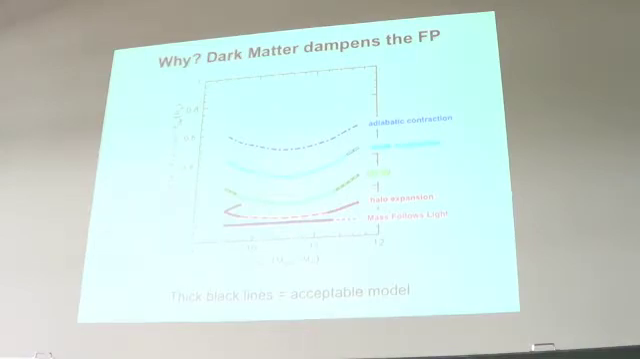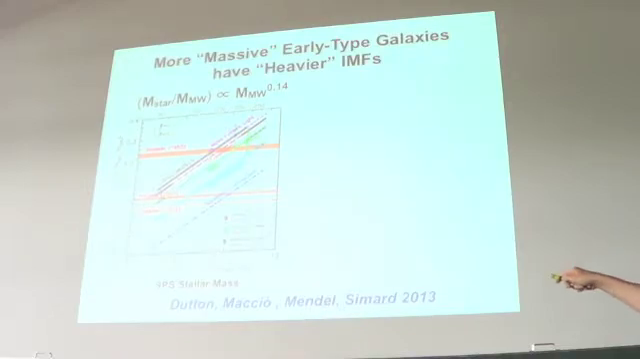Okay, so I'm basically almost done. I wanted to summarize these results. All these different models have the same scaling between the true stellar mass and the stellar mass from the SPS model.